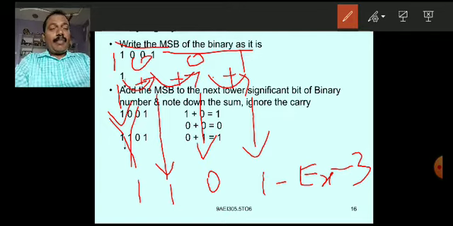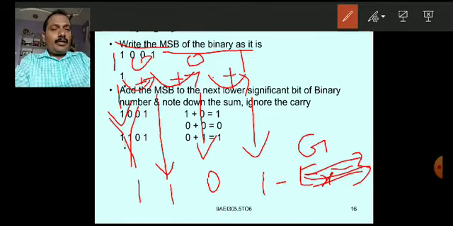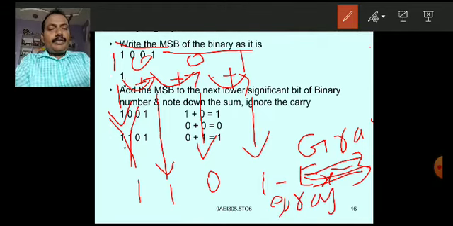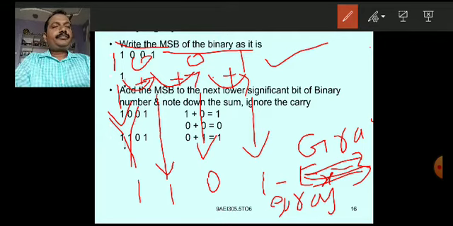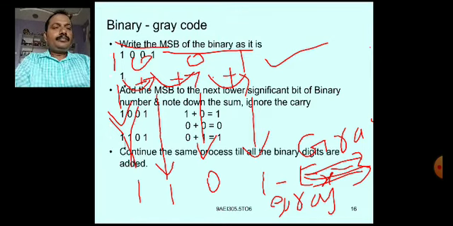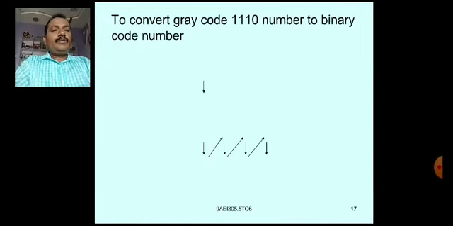Gray code, sorry. Binary to Gray code. So this is the Gray number. This 1001 is the binary number, and this is the Gray number. Continue the same process till all the binary digits are added. Okay, that we have done.